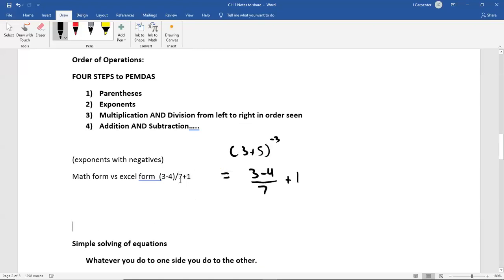Let me just show you what it would have looked like to have everything in the bottom then. I would have needed this. If I have parentheses 3 minus 4, then slash parentheses 7 plus 1, that right there would be 3 minus 4 in the top over 7 plus 1 in the bottom.